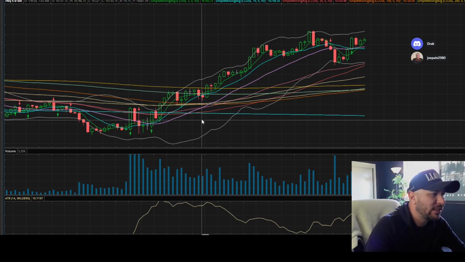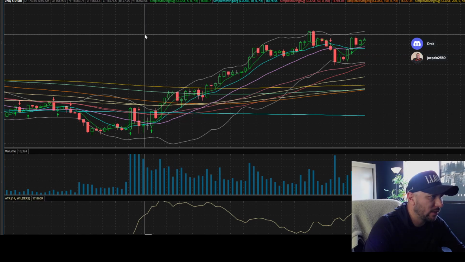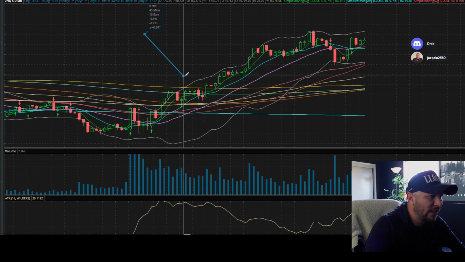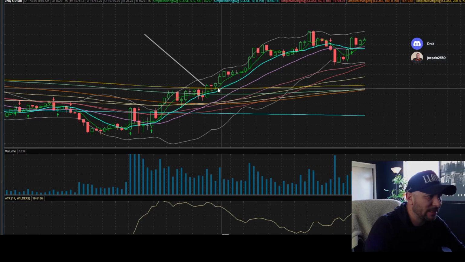Okay, let's continue the story. The trade that I actually took was a break. Let me get the right drawing tool out here. The trade that I took was a break of the 200 SMA, on a 5-minute time frame. So the 200 SMA is this yellow line here.